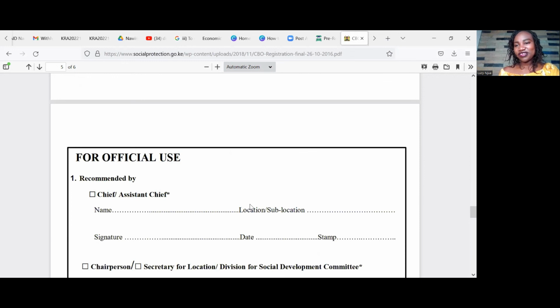And I hope you find this useful, and that if you're interested in forming a CBO, you realize it's something that you can do. It's not something that is so difficult.